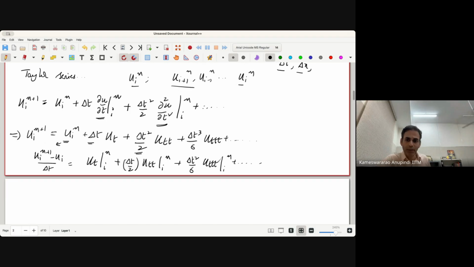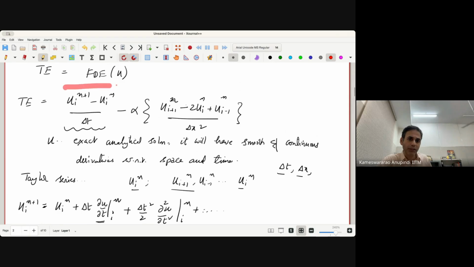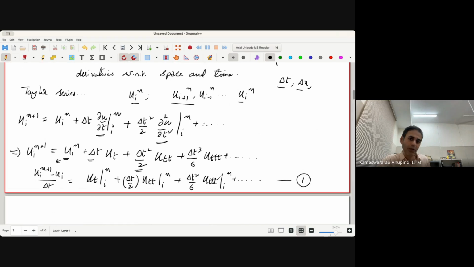Okay, then we have obtained some series for, let us say, the first term, that is u_i^(n+1) minus u_i^n. So for this first term, we obtained some series. So I have this continuous series, which is now, if you see, everything on the right hand side is in terms of either the function value or its derivatives, u_t, u_tt, and so on, at the ith grid point at nth time level. That is how it is organized.